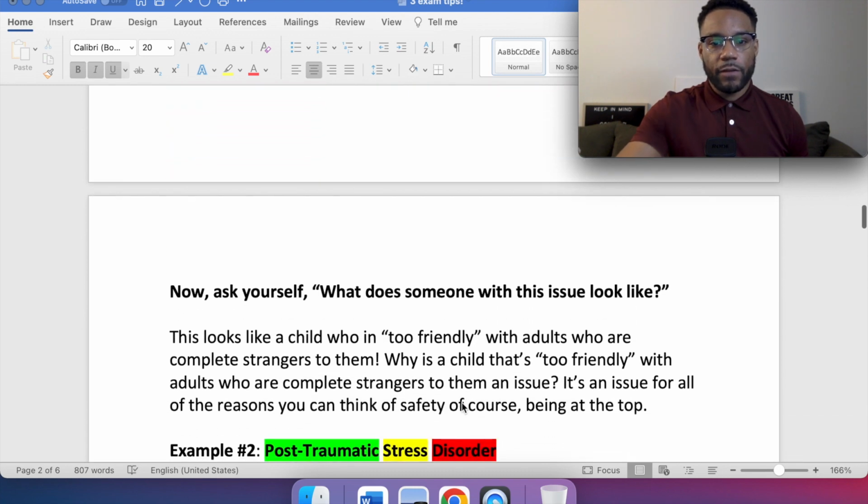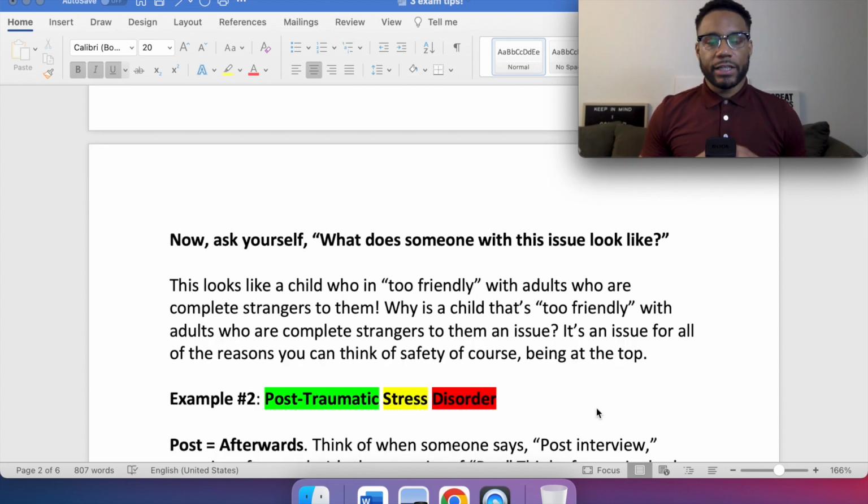Now ask yourself, what does someone with this issue look like? This looks like a child who is too friendly with adults who are complete strangers to them. Why is that an issue? It's an issue for all of the reasons that you can think of. Safety, of course, being at the top. Because again, they're strangers. They could just go up to them, sit on their lap, go off with them.